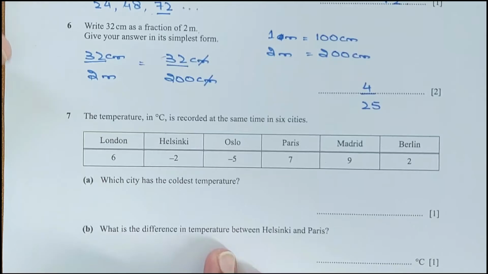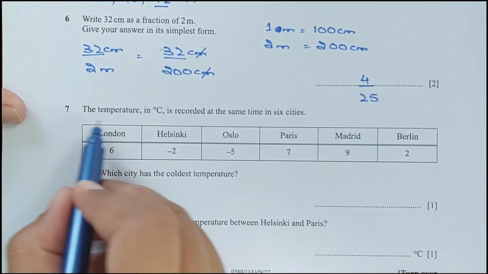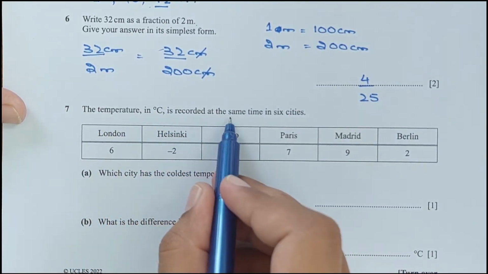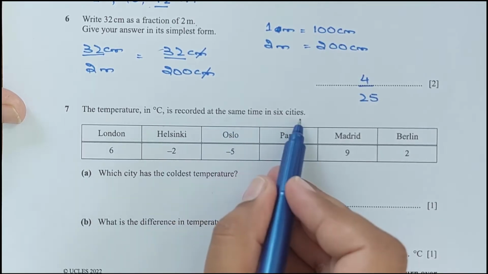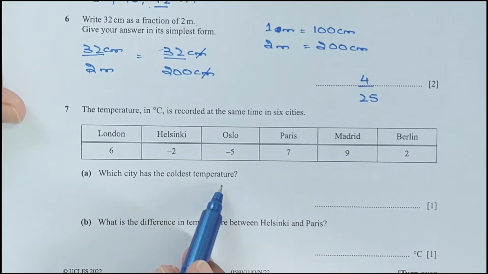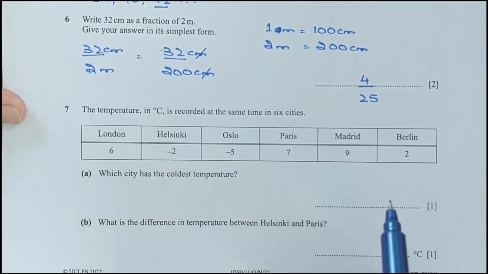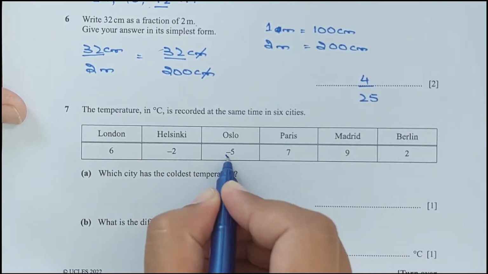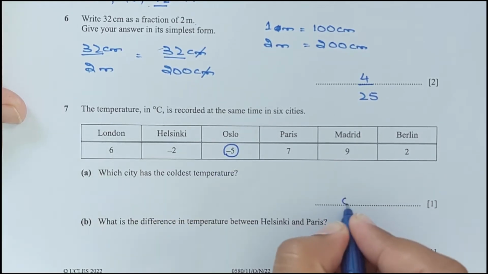All right. Question number 7. The temperature in degrees Celsius is recorded at the same time in 6 cities. Okay. Part A, which city has the coldest temperature? The coldest one is with the negative. So -5 is the coldest, which is Oslo.